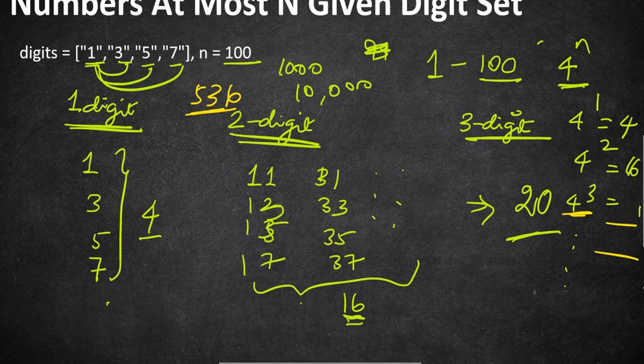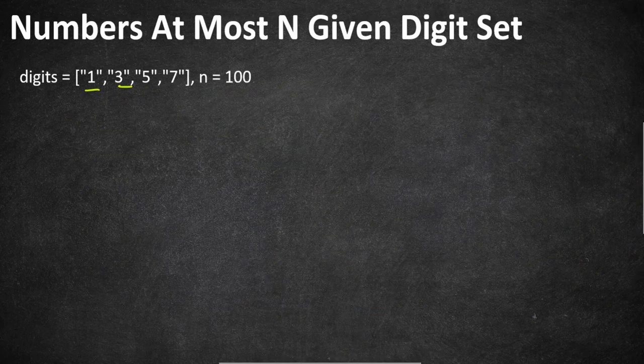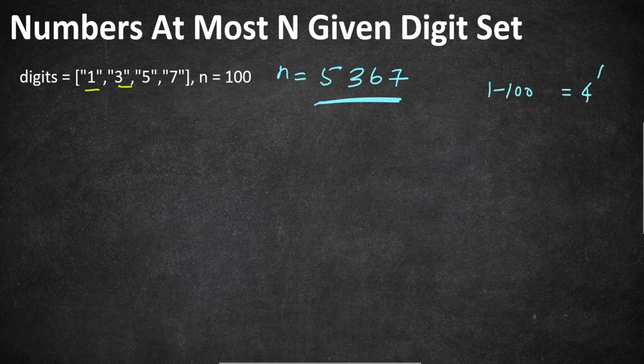You cannot simply calculate 4 power 4 and be done, because the number is somewhere in the middle. So you really have to work out the numbers that fall within the limit 536. That is what makes this problem a little harder. So let's understand how we are going to handle these kinds of cases. Now consider the limit n is equal to 5367. In this case, you first find the count from 1 to 100 with 4 power 1 and 4 power 2.